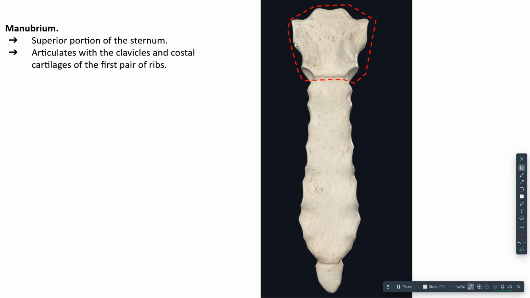The manubrium is the top portion. The word manubrium literally translates as handle, because someone thought this looked like an upside down dagger or short sword. The manubrium is going to articulate with the clavicles, the collarbones on each side, plus via the costal cartilage as it attaches to the first pair of ribs. So that is the manubrium.